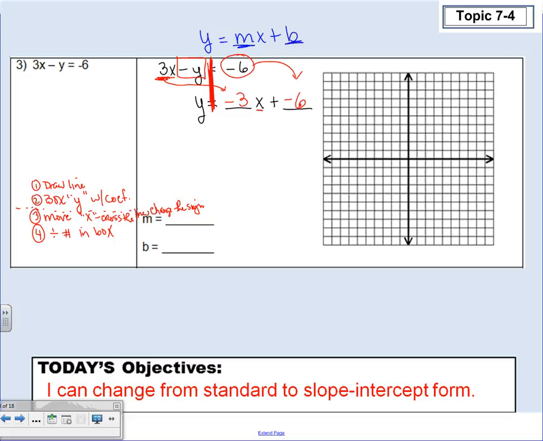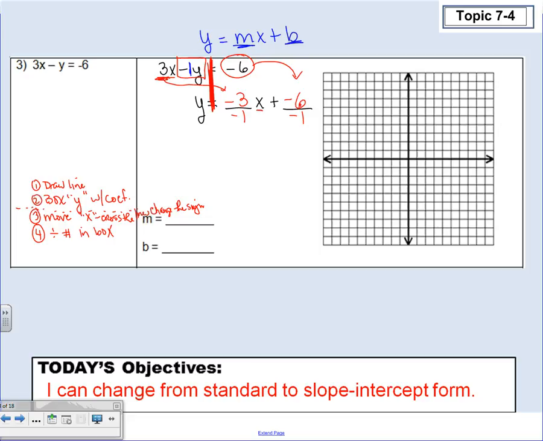The last thing is still the same. I'm going to divide by the number that's in the box. If I look back in our box, I have a negative y. So there is an understood 1 in front of that y, which means the number in the box is a negative 1. So I'm going to divide by negative 1 on the other side.